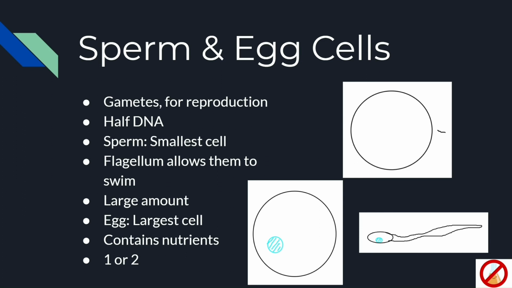And sperm, on the other hand, looks slightly different. It looks slightly like a tadpole shape, where it has a flagellum. We don't call it a tail. It looks like a tail, but we call it a flagellum. So the flagellum basically propels them, allowing them to swim. And every time there is a large amount of sperm, whereas egg, it's only usually one or two.